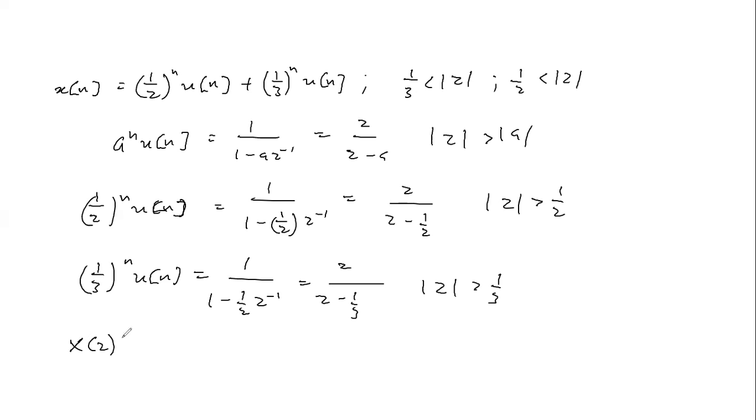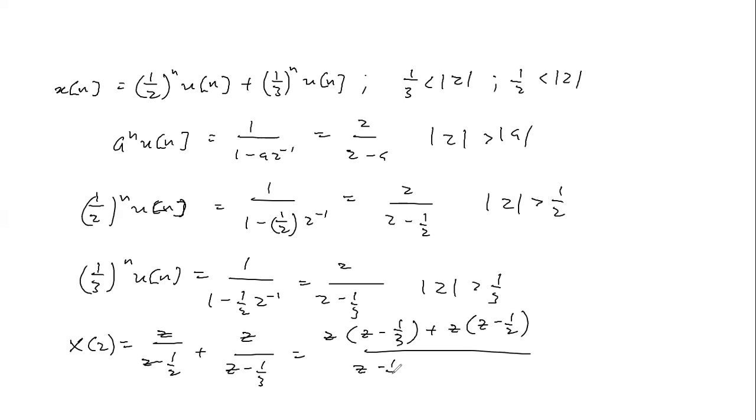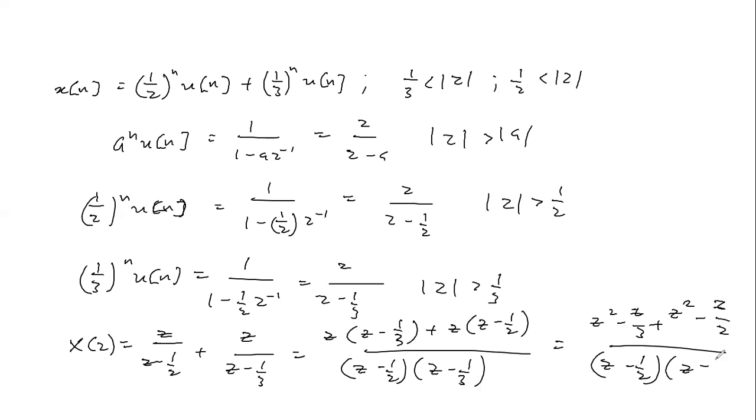S of Z will be equal to Z over Z minus 1 over 2 plus Z over Z minus 1 over 3. So we can resolve this to say Z into bracket Z minus 1 over 3 plus Z into bracket Z minus 1 over 2, over Z minus 1 over 2 into bracket Z minus 1 over 3. So this will give us Z squared minus Z over 3 plus Z squared minus Z over 2, over Z minus 1 over 2 into bracket Z minus 1 over 3.